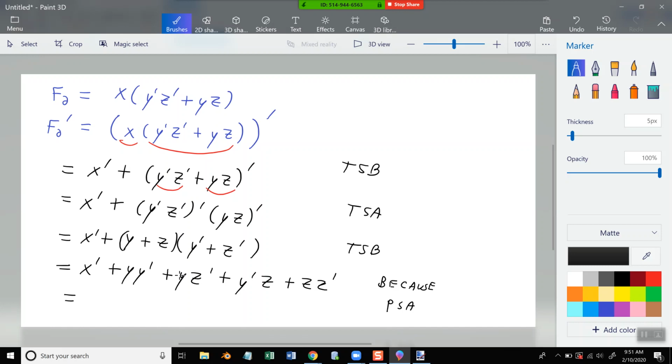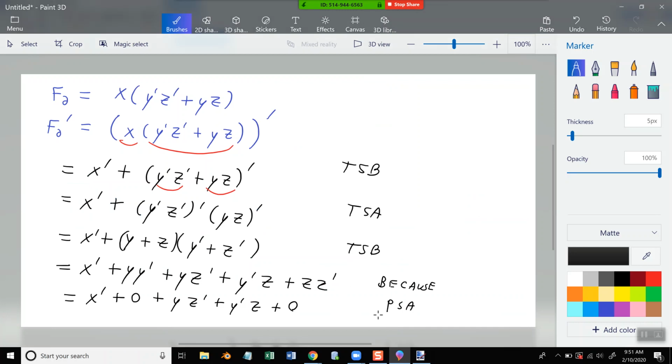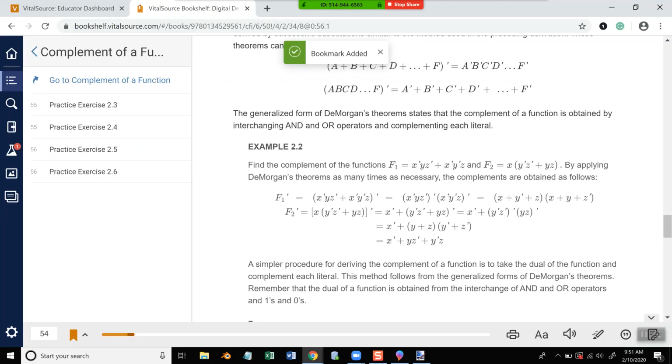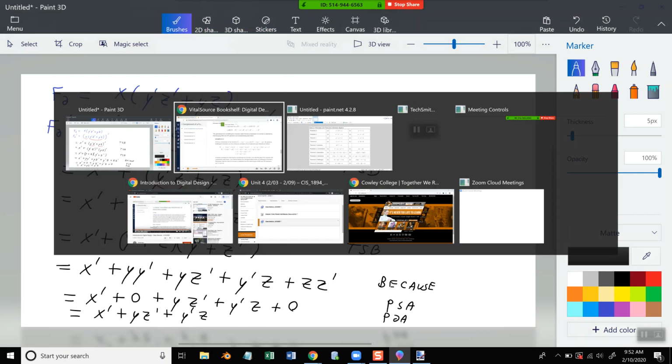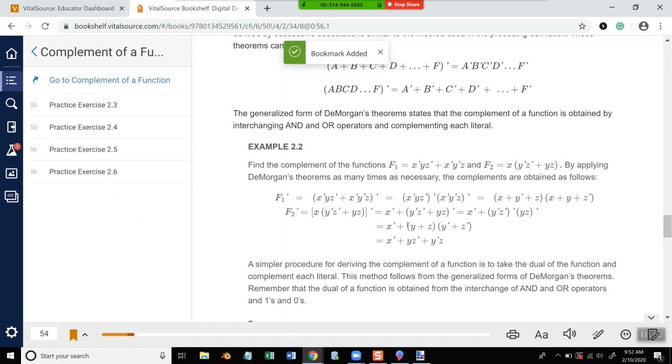I have no reason why you can do that, but we'll just say because. Okay. So these go to 0. And I got y z prime plus y prime z plus 0. Those zeros drop away because of postulate 2a. So that gives us x prime plus y z prime plus y prime z. And then we double check it. We'll call it good. X prime plus yz prime plus y prime z. Okay, that's right.